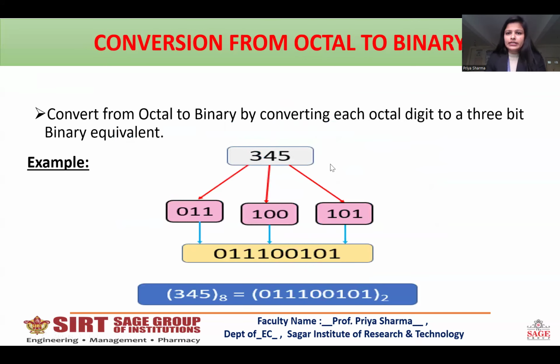Converting from octal to binary is again the same. As 345 is given, we'll write the 3-bit equivalent of all the octal digits which are given, and then we are going to convert it into the binary. So the octal number 5 will represent a binary digit of 101. Octal number of 4 will represent a binary digit of 100, and 3 will represent 011. After combining all these, 011, then 100, and then 101 is the binary equivalent representation of the octal number 345.